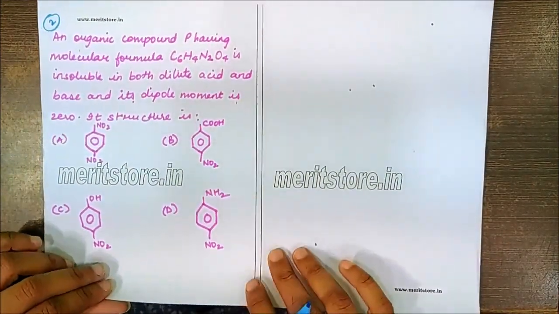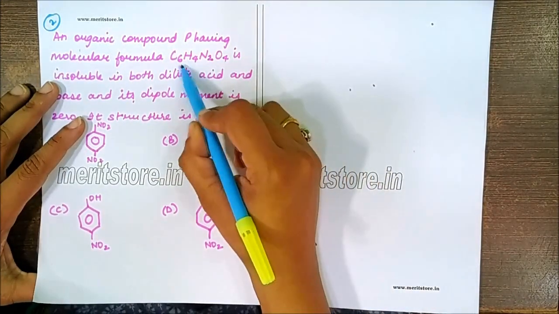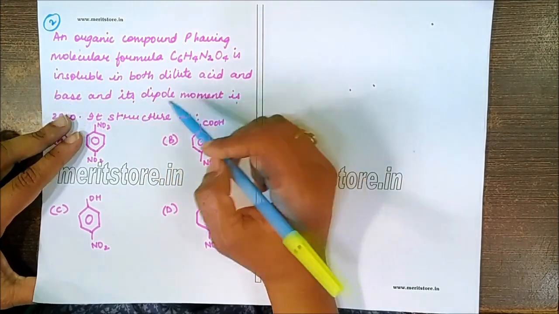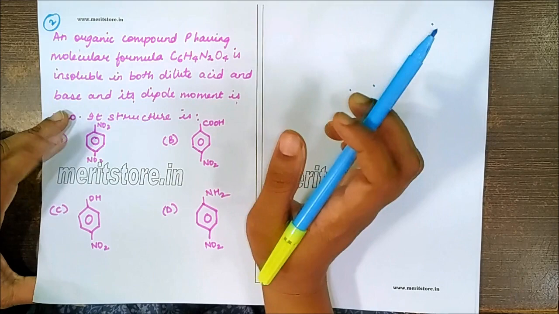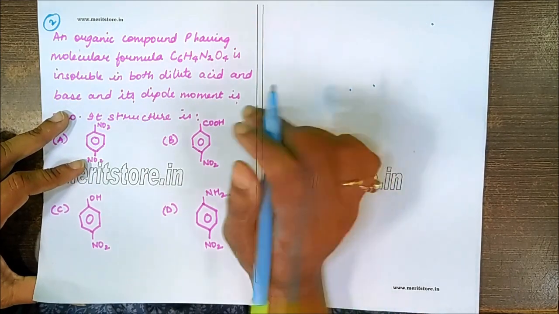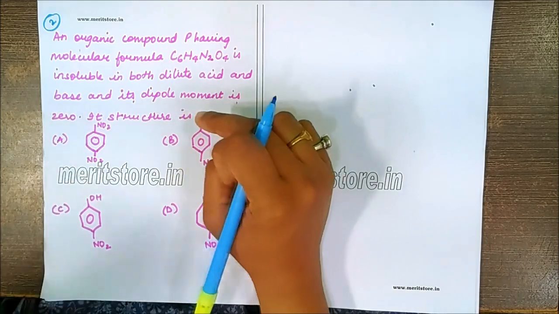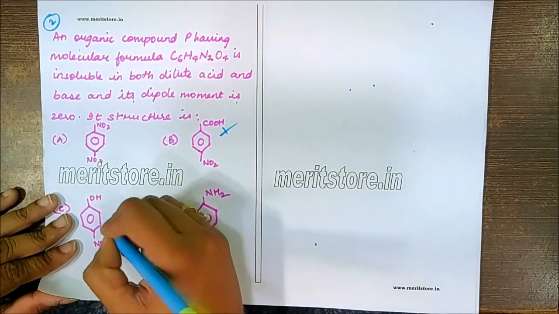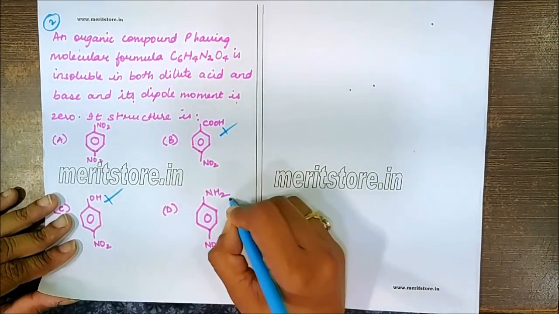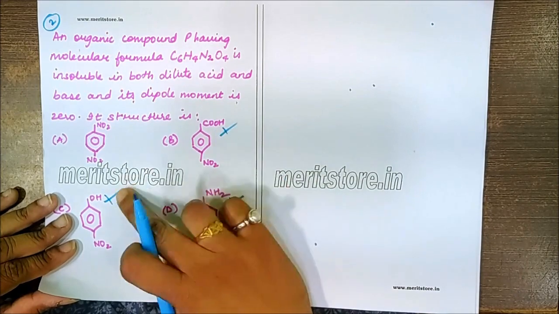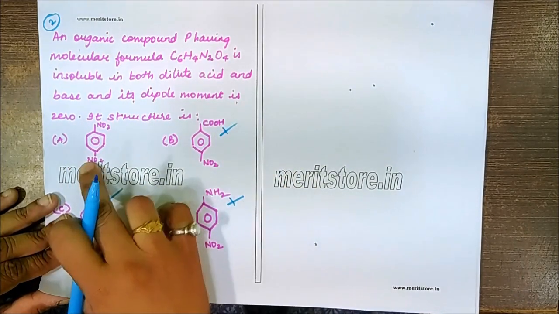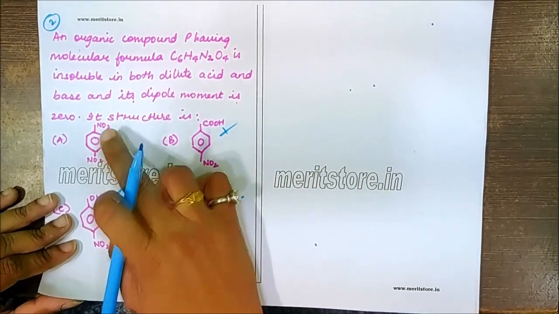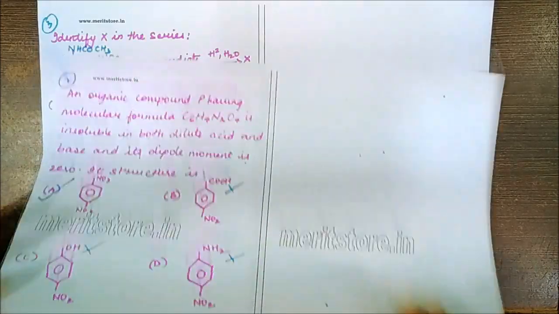Organic compound which is P having molecular formula C6H4N2O2 is insoluble in both dilute acid and base solution. So definitely if it is insoluble in acidic as well as basic solution, this compound has to be neutral. Here we have COOH group, so not possible. Here we have phenolic group, not possible. Here we have amine group. These two groups are acidic and this is basic in nature. So we have only one option, that is A. Also it's showing the dipole moment is 0. Conformly the two substituents should be at para position. So our option is A.